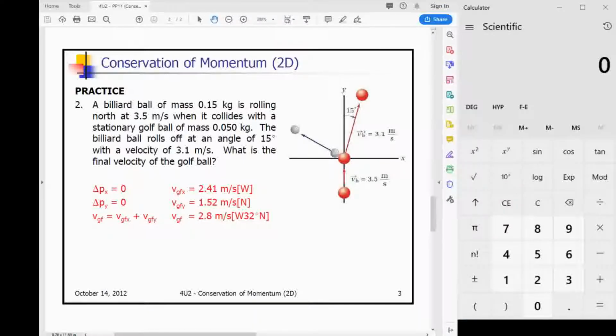So let's look at this problem here. It says a billiard ball of mass 0.15 kilograms is rolling north at 3.5 meters per second, and it collides with a stationary golf ball of mass 0.05 kilograms. It says the billiard ball rolls off at an angle of 15 degrees with a velocity of 3.1 meters per second. What is the final velocity of the golf ball? So I'll show you how to do this quickly.